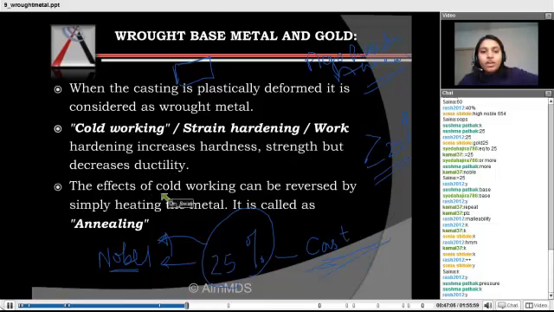Right? Now the effect of cold working can be reversed. Now look at this. Remember how we reversed age hardening? We had actually reversed our age hardening with annealing. Similarly, cold working can be reversed by simply heating the metal and quenching it. That is annealing. So annealing can reverse the changes in the metal. Okay?